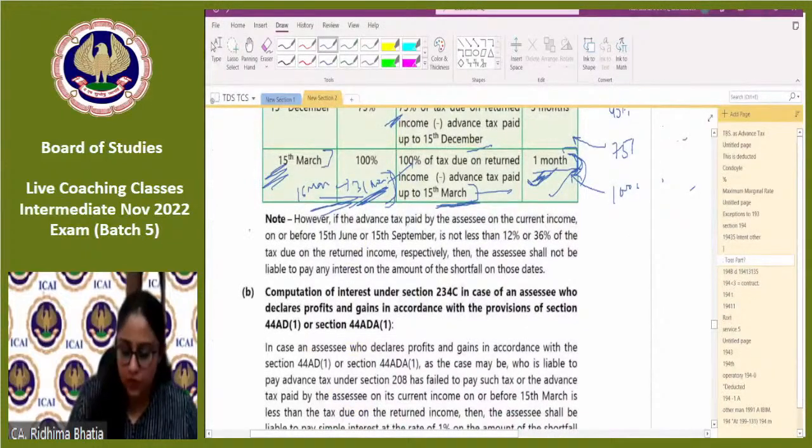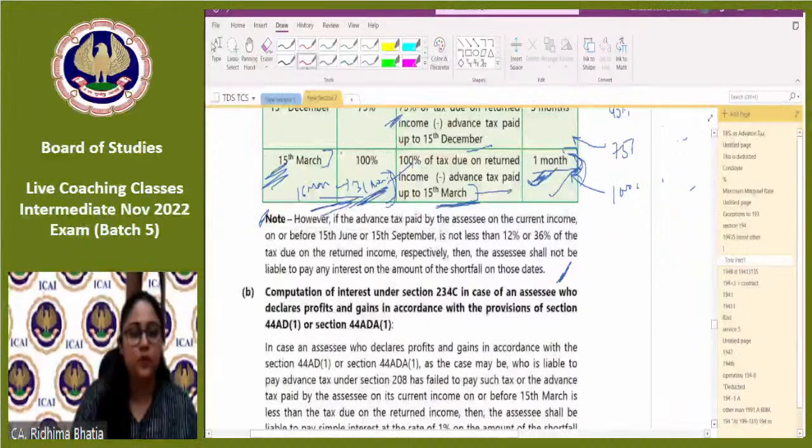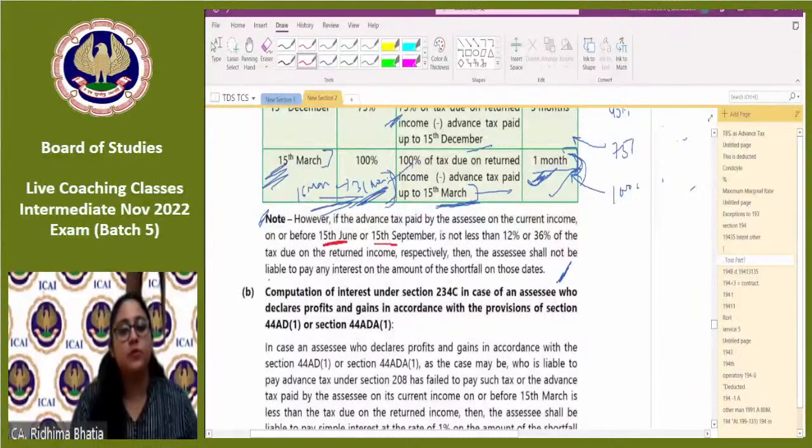They are writing this note. Let's read this note first, okay? However, if the advance tax paid by the assessee on the current income on or before 15th June or 15th September is not less than 12% or 36% of the tax due on the returned income, respectively, then the assessee shall not be liable to pay interest on the amount of shortfall on those dates.